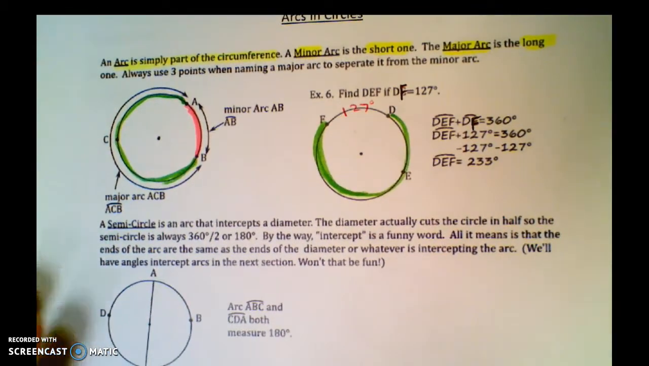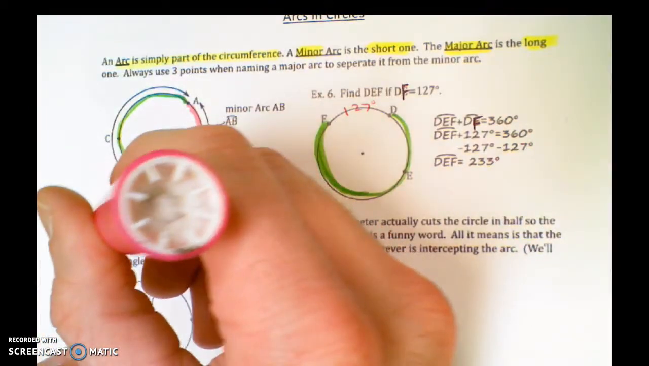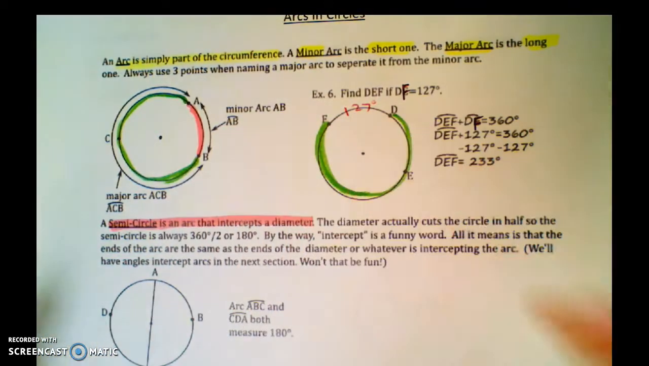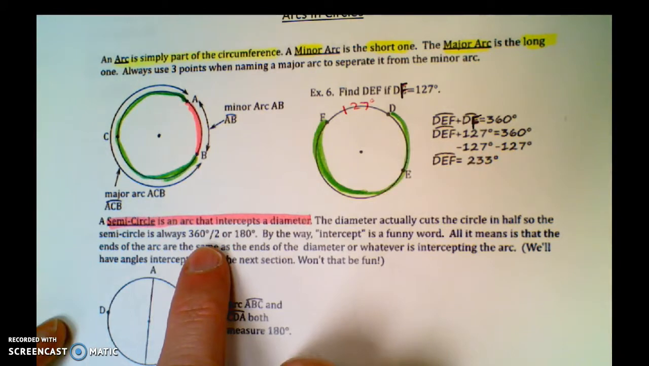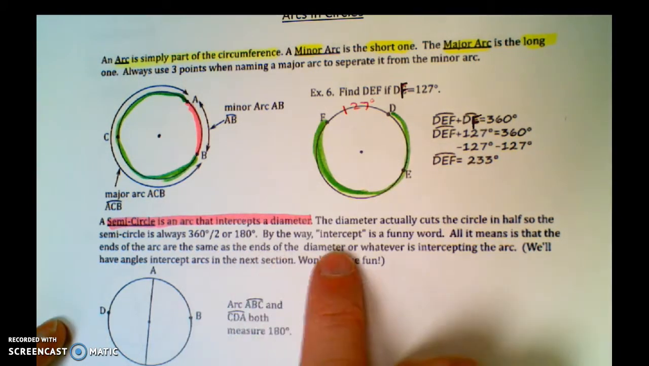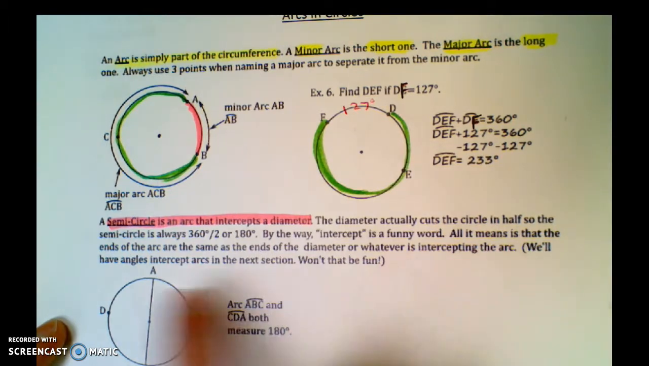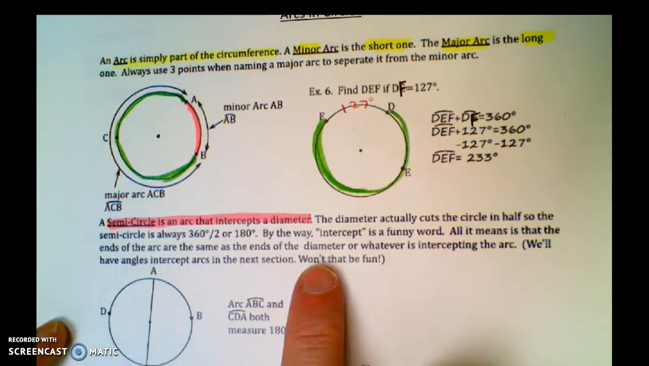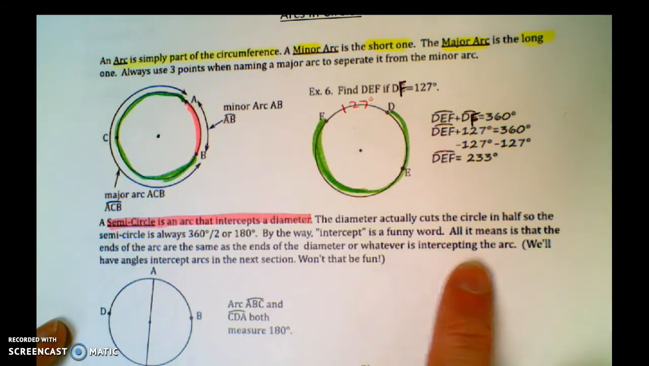Another term with arcs is a semicircle. A semicircle is an arc that intercepts a diameter. So really what it does is that the diameter actually cuts a circle in half, so the semicircle is always 360 degrees divided by 2, or 180 degrees. By the way, intercept is a funny word. All it means is that the ends of the arc are the same as the ends of the diameter, or whatever is intercepting the arc.